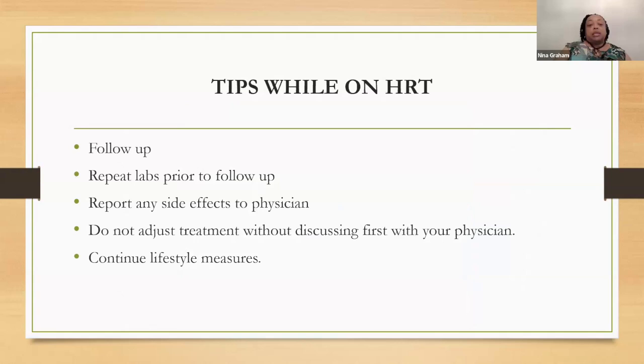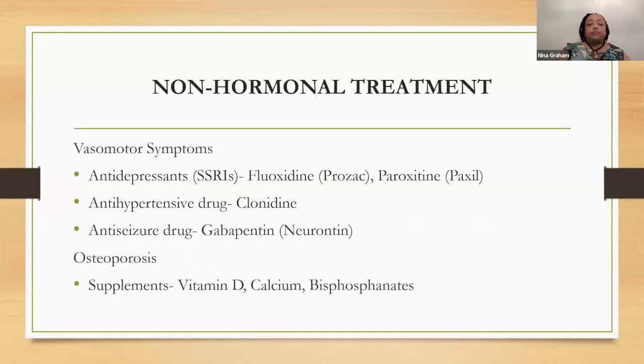So, tips for patients who are on hormone replacement therapy: you have to follow up. I see my patients until I can get them in balance and we tweak a bit. You have to report any of these side effects. Maybe we need to change, maybe we need to decrease. I follow up my patients every 3 months in the beginning. Repeat your labs prior to follow up. I need to see what those are. So don't go off on your own, doing your own thing. Do not adjust your treatment without discussing it with your physician, and continue your lifestyle measures.